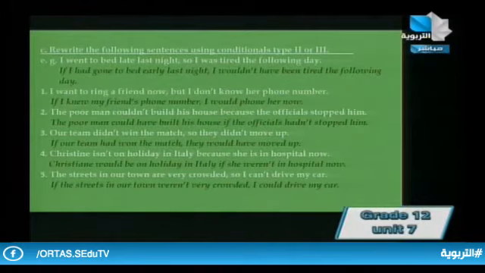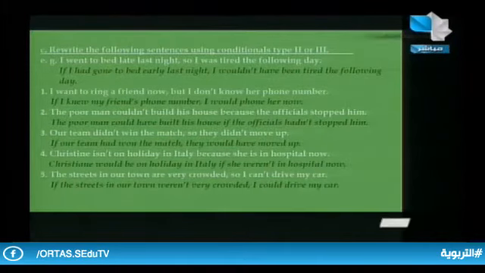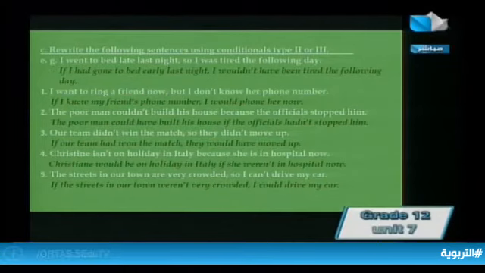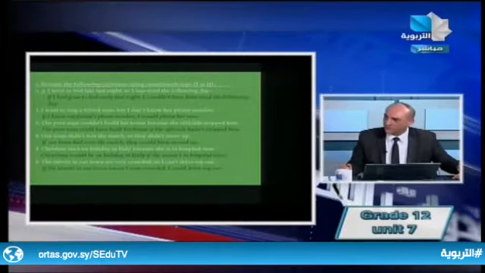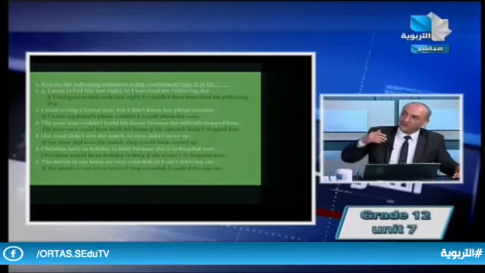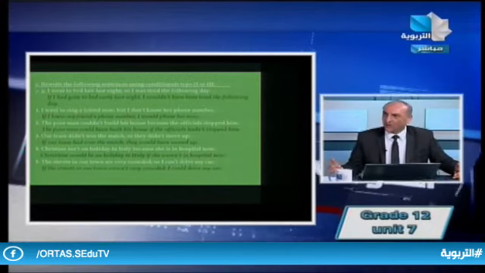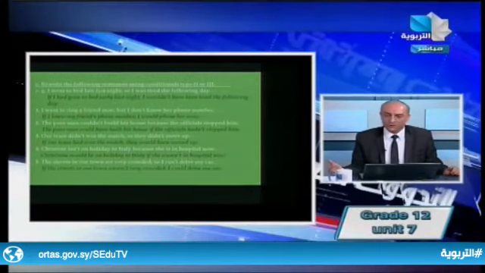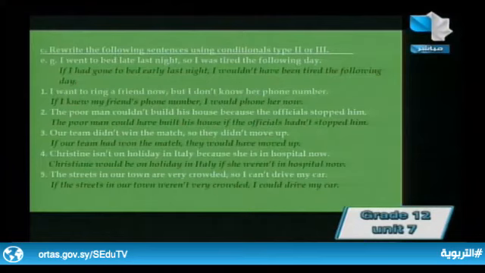Number 1, I want to ring a friend now, but I don't know her phone number. Here we've got a present situation. So the student here should choose type 2. If I knew my friend's phone number, I would phone her now. When the sentence is in the present, if he wants to imagine, he should use type 2. If the sentence is in the past simple, so we are talking about the past, we have to imagine about the past, not about the present, so we have to use type 3.